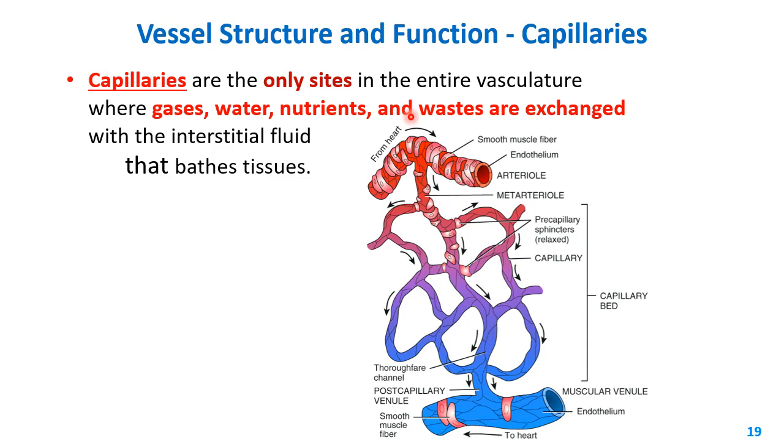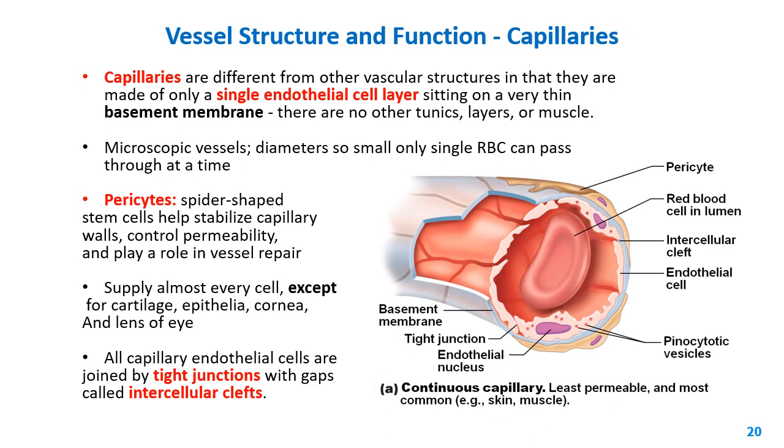Okay, so water, waste, and nutrients, everything is going to happen at the capillary level. Okay, not anywhere else in these blood vessels. You have to have capillaries to have exchange of stuff. Is that clear? Yeah, am I going to ask a question about that? Yes, all right. Okay, so here, let's see what a capillary looks like, general features of capillaries, okay?